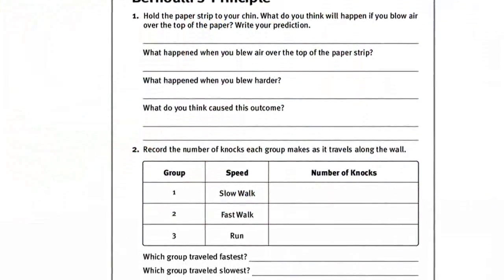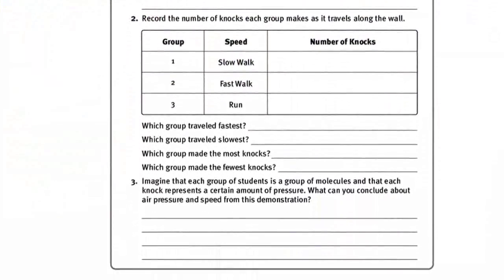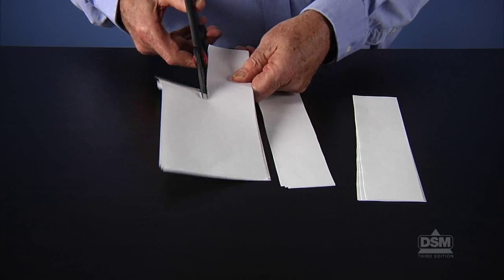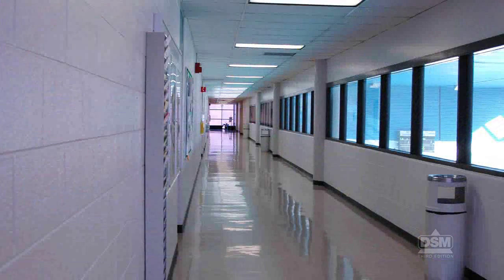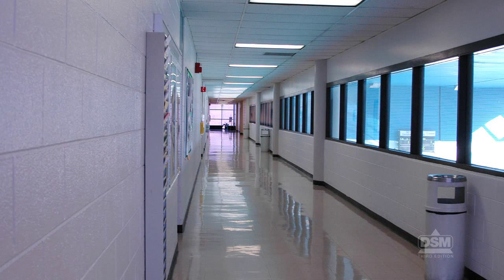To prepare for the activity, make a copy of Activity Sheet 6 for each student. Cut sheets of paper lengthwise into quarters. You will need a hairdryer and a table tennis ball for a demonstration. Each team of 2 will need a paper strip. Locate a hallway at least 10 meters long where students can perform a class demonstration.